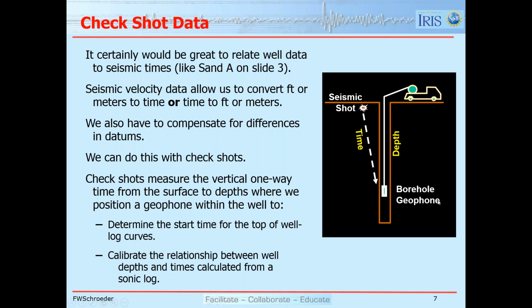For a check shot survey, typically we'll have maybe 20 or 30 depths at which the borehole geophone is positioned, and we have a shot fired. With a VSP, we might have 1,000 depths at which the geophone is positioned. So this allows us to figure out the relationship between one-way travel time and depths. What we need to determine is the start time for the top of the well, because typically our shallowest geophone is not at the surface, and we may have to calibrate the relationship between the well depths and the times using the sonic log.